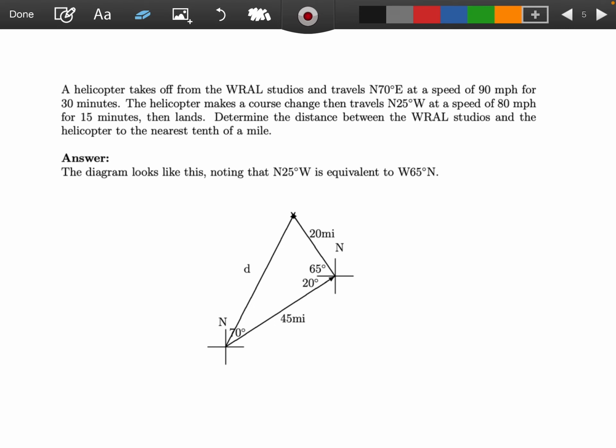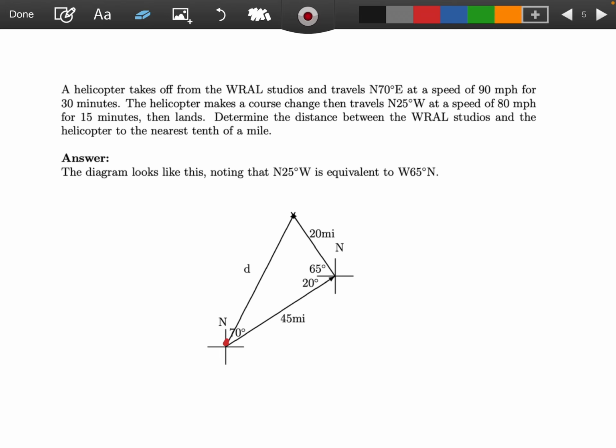So in this example, we have a helicopter that takes off from WRAL studios, so TV studios, and travels north 70 degrees east. This is the thing that I want to talk about, at a speed of 90 miles per hour for 30 minutes. The helicopter makes a course change and then travels north 25 degrees west at a speed of 80 miles per hour for 15 minutes, and then lands. Determine the distance between the WRAL studio and the helicopter to the nearest tenth of a mile.